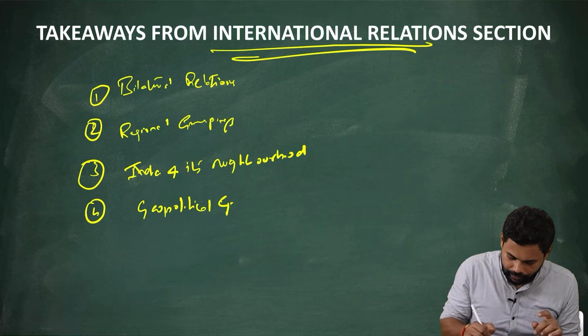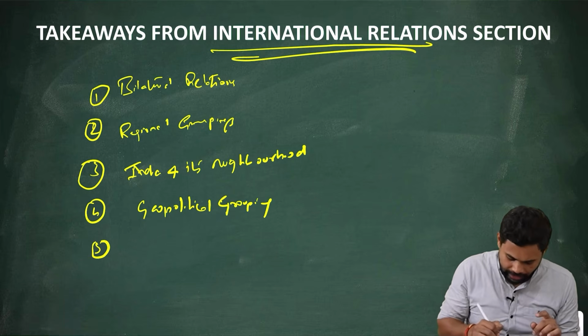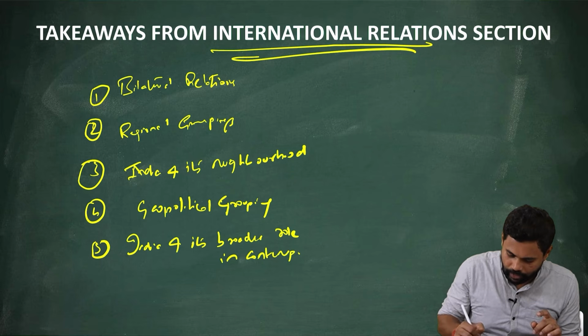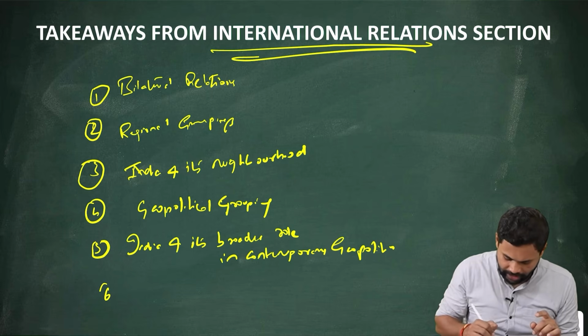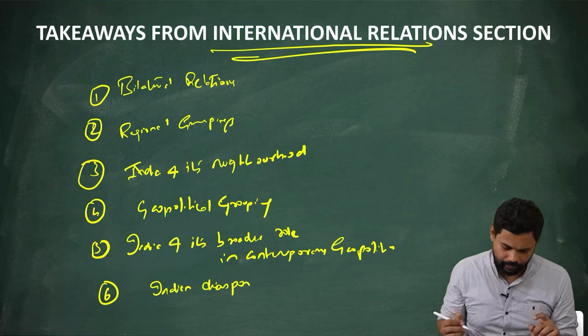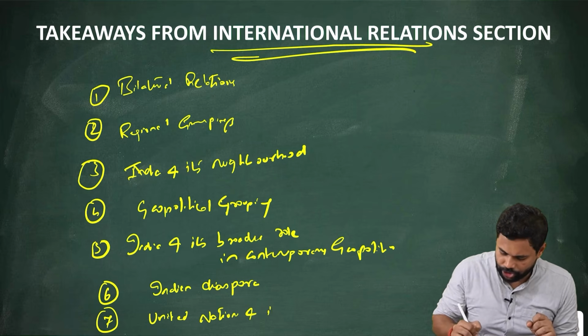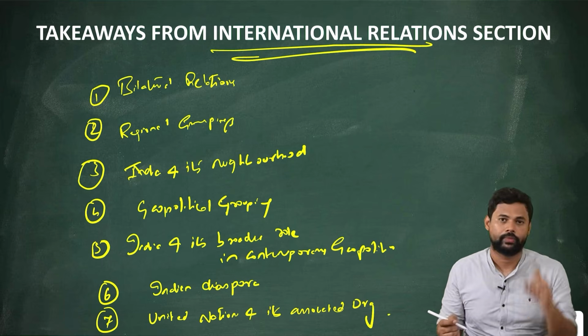Geopolitical grouping. The fifth one is India and its broader role in contemporary geopolitics. Okay, the sixth one is Indian diaspora. The seventh one is the United Nations and its associated organizations. Now look at this.